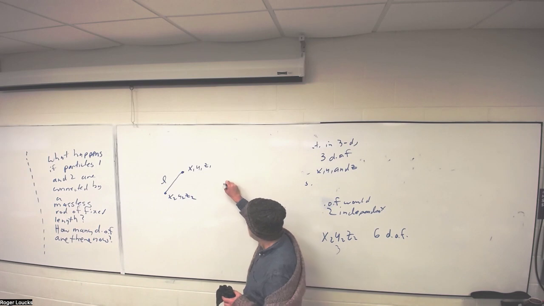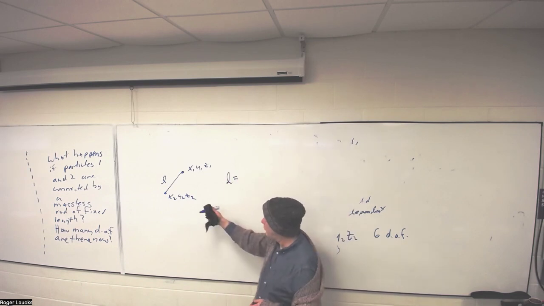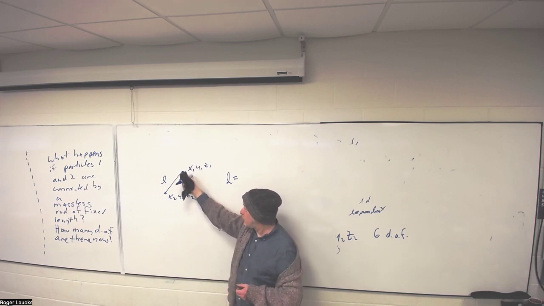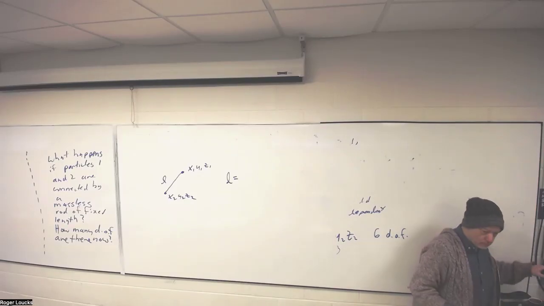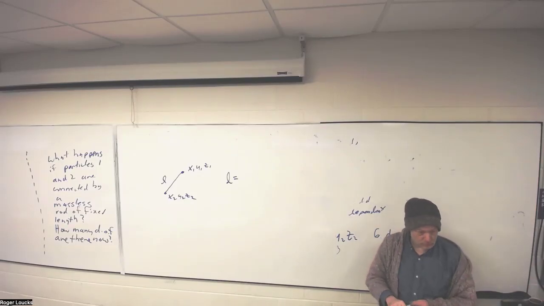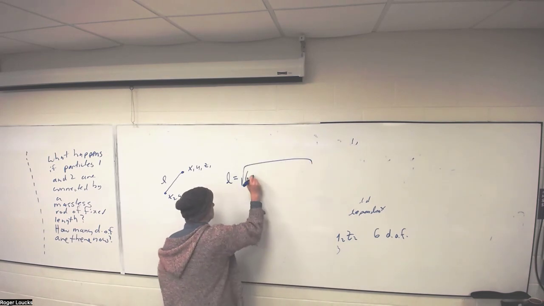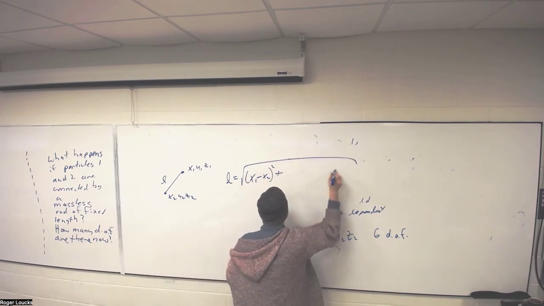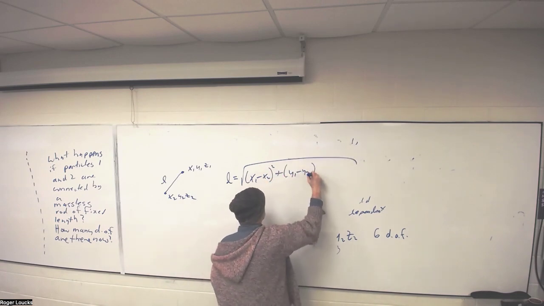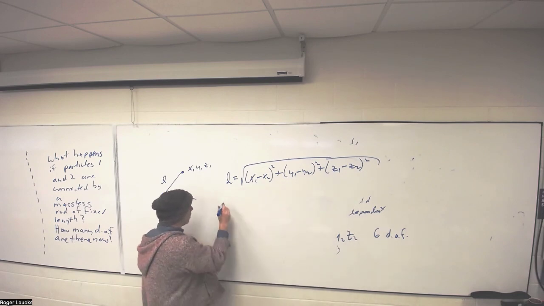What is this L given by? If I know the X, Y, and Z of one particle, and the X, Y, Z of another particle, the length then would have to be the square root of (X1 minus X2) squared plus (Y1 minus Y2) squared plus (Z1 minus Z2) squared. This is called a constraint.